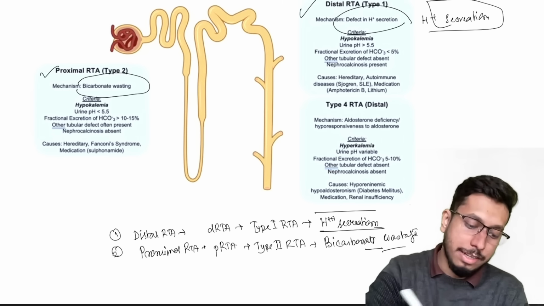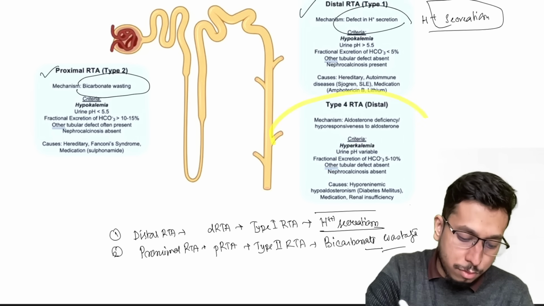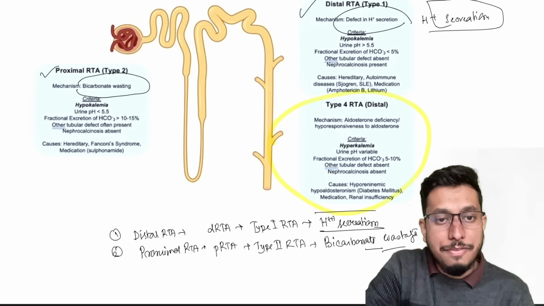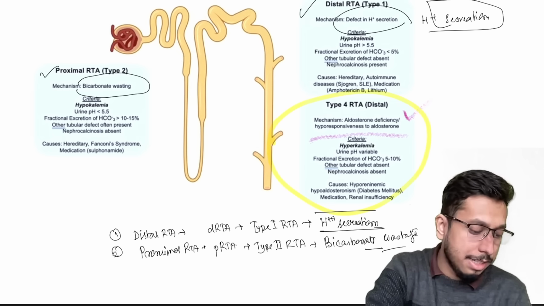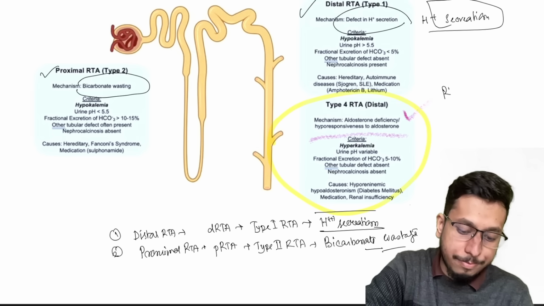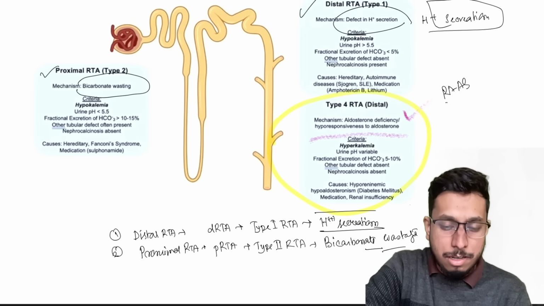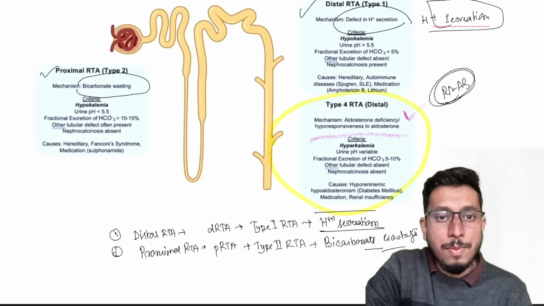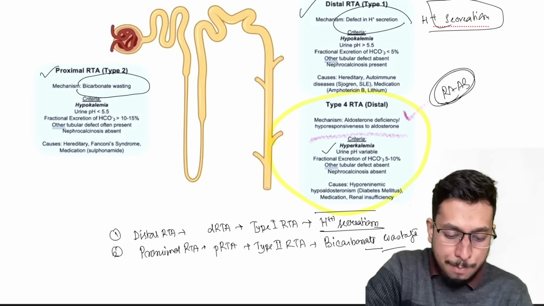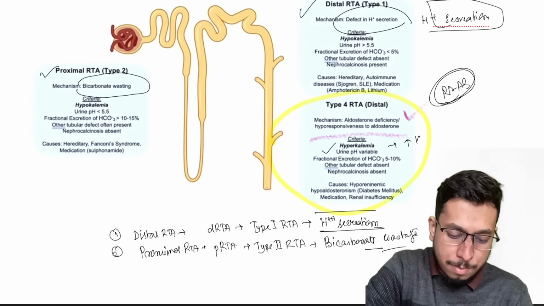Okay. Now there is one special kind known as type 4 RTA. Here the defect lies actually at the level of aldosterone and renin. So defect lies at the level of RAS axis, which results in renal tubular acidosis. This type of renal tubular acidosis is associated with hyperkalemia or increase in the potassium level. Okay.